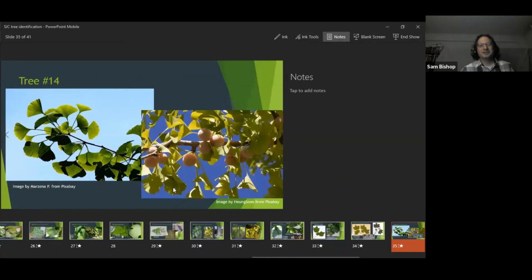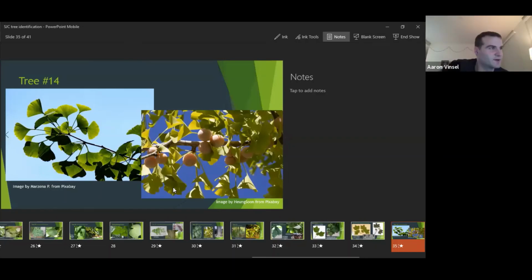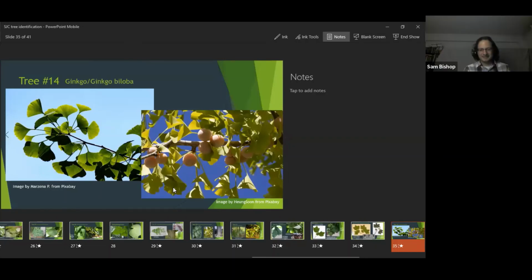Number 14 is a pretty easy one, with that famous fan-shaped leaf. And on the right there, the fruits that are notorious for smelling bad when they get crushed on the sidewalk. Yeah, ginkgo. Ginkgo, absolutely. Excellent.